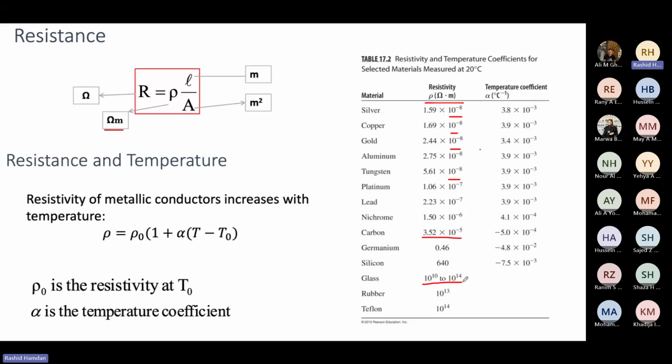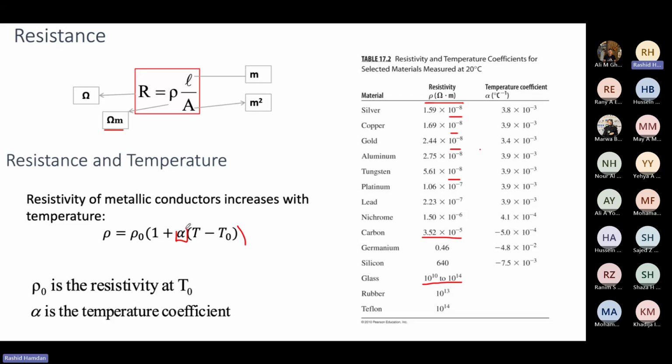So it's a complete insulator. Compared to silver, for example, it has infinite resistivity. Now, resistivity itself actually depends on temperature. As we increase the temperature, some materials become more resistive and some become less resistive. So they have this temperature coefficient.